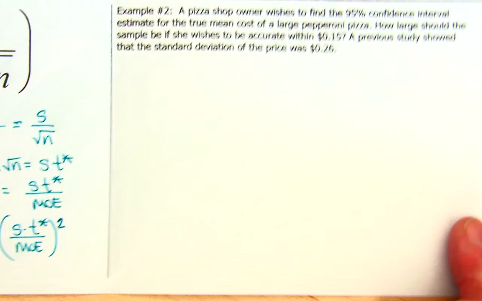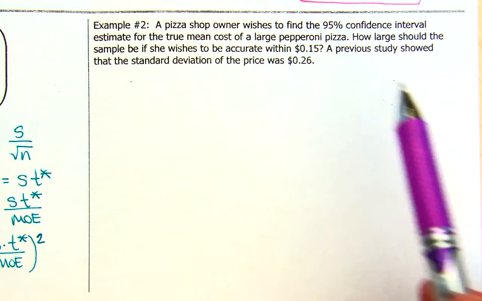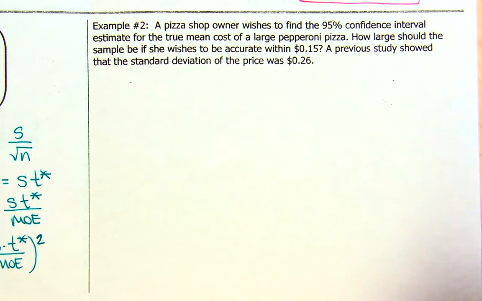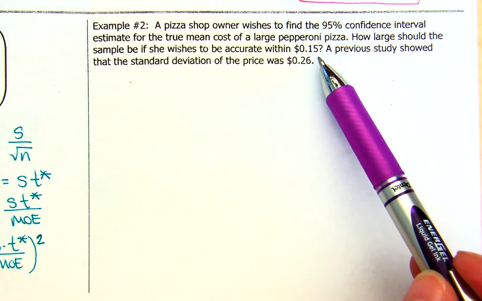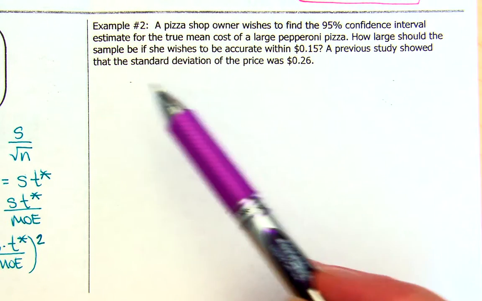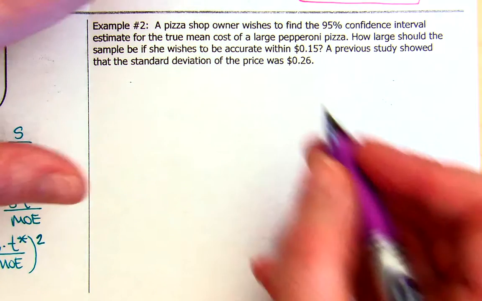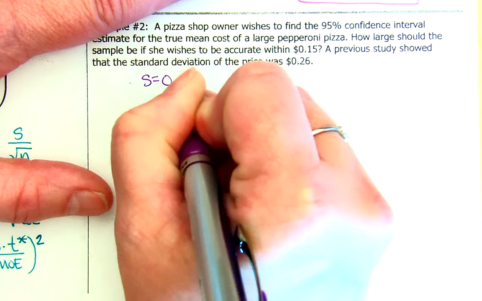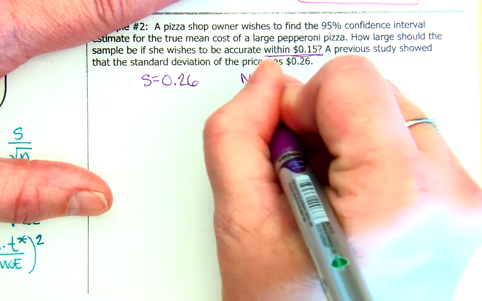So, for example 2, we have a pizza shop owner. He wishes to find the 95% confidence interval estimate for the true mean cost of a large pepperoni pizza. How large should the sample be if she wishes to be accurate within 15 cents? A previous study showed the standard deviation of the price was 26 cents. So this 26 cents is our standard deviation. This 15 cents is our margin of error.